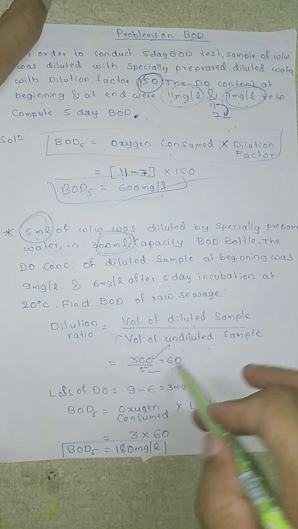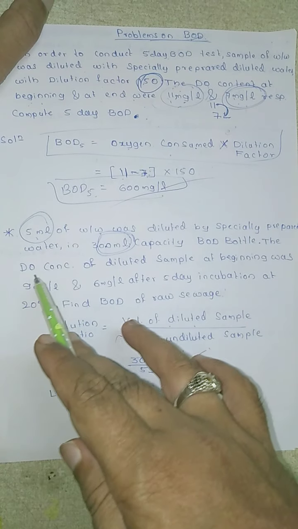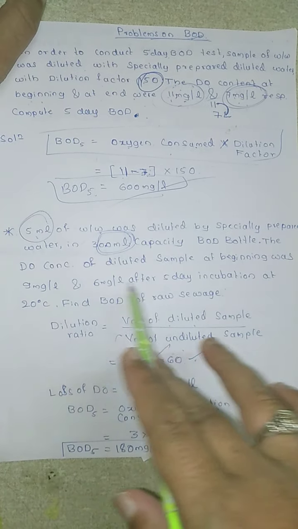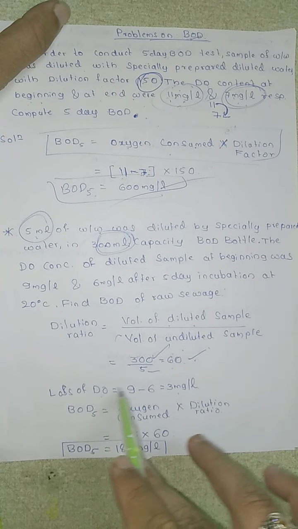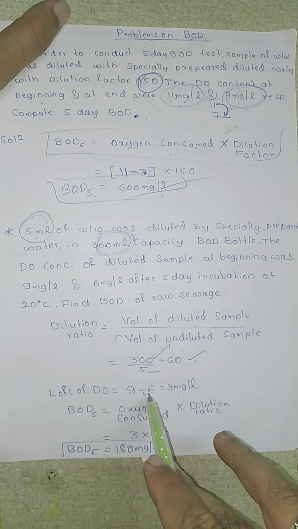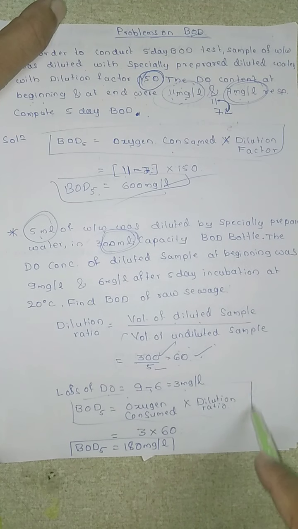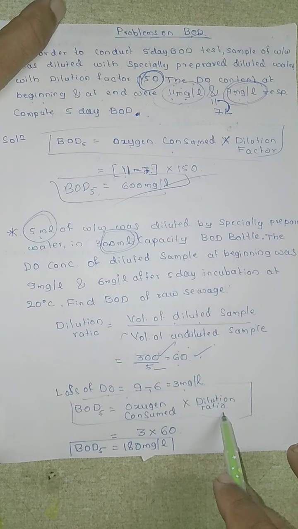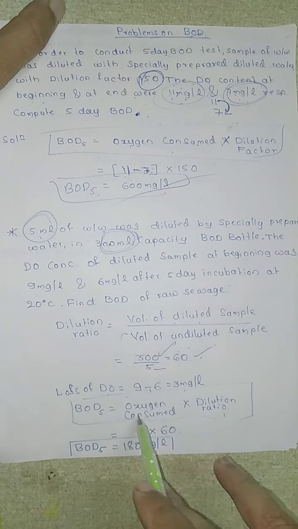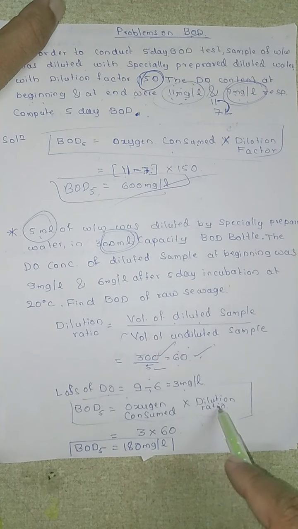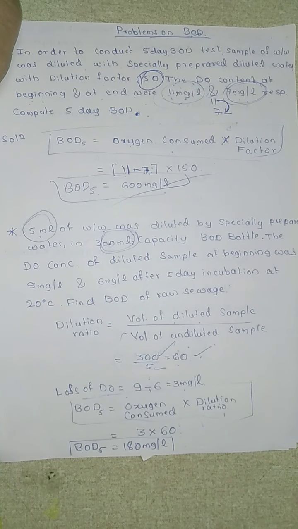So what is the dilution ratio? 300 divided by 5, so you are going to get 60. Now the loss of DO: it drops from 9 mg per liter to 6 mg per liter after 5-day incubation. So the DO consumed is 9 minus 6, which is 3 mg per liter. BOD is nothing but the oxygen consumed multiplied by the dilution ratio. It will become 3 into 60. 3 is the loss of DO we have calculated, and the dilution factor we have calculated is 60. So BOD5 is 180 mg per liter.